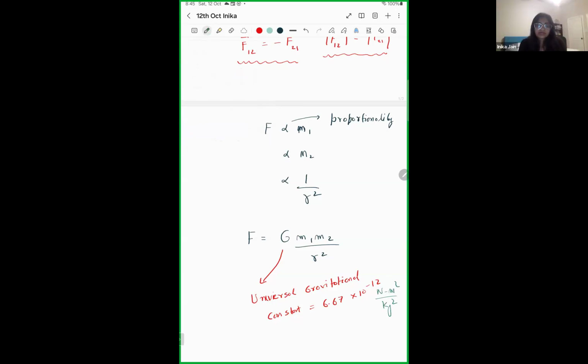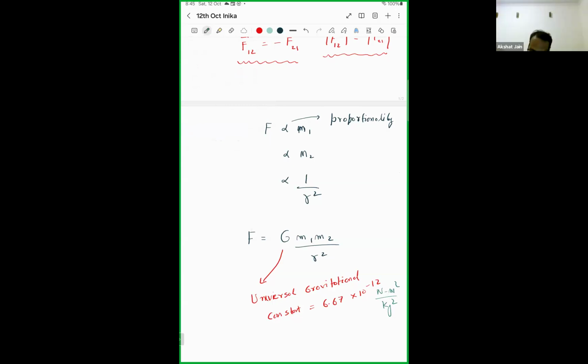In the formula itself, all the units are hidden. You just have to rearrange, right? For example, G is what? G is force times distance square divided by mass square. So this is Newton meter square per kg square.